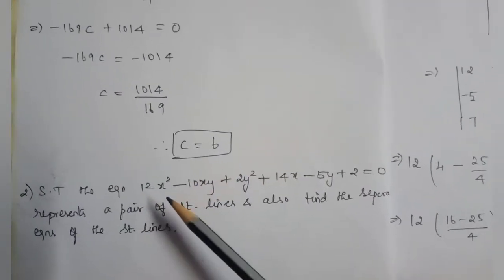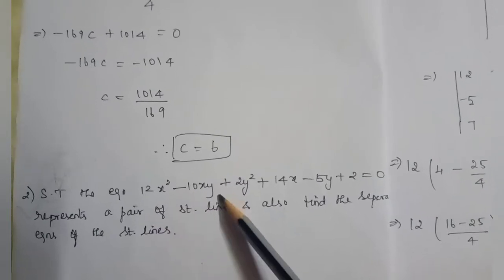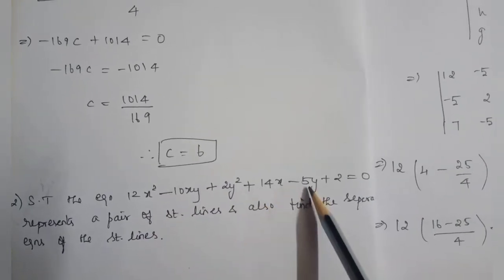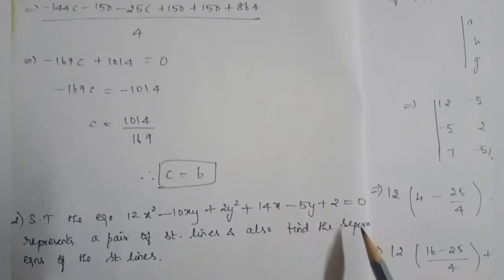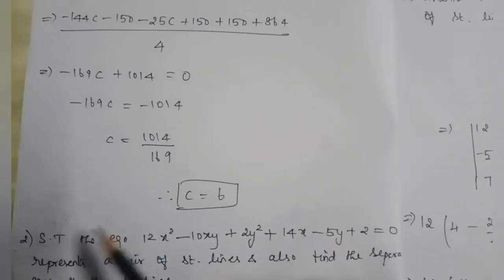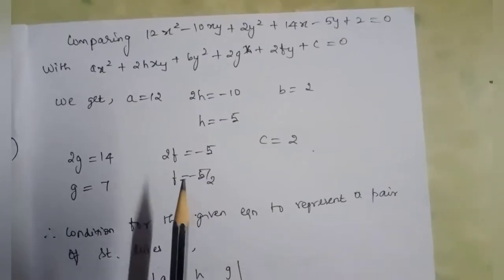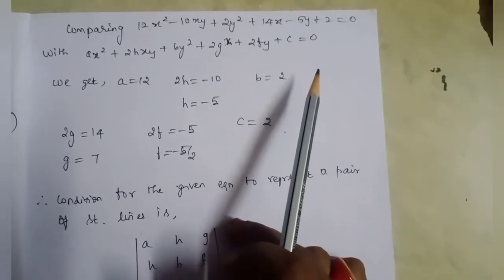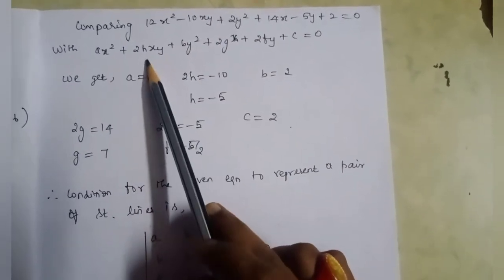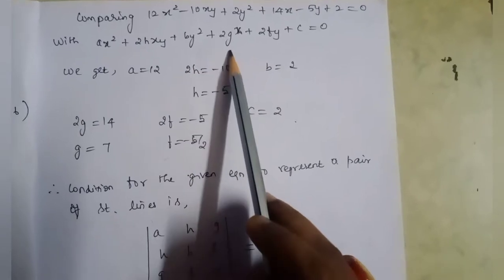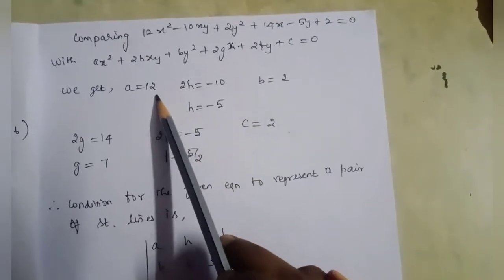So now the second sum. Show that the equation 12x² - 10xy + 2y² + 14x - 5y + 2 = 0 represents a pair of straight lines, and also find the separate equations of the straight lines. So this is a very important 5-mark sum. Okay, now let's see how to find the separate equations. Comparing the given equation with the general equation, ax² + 2hxy + by² + 2gx + 2fy + c = 0, what is your a here?